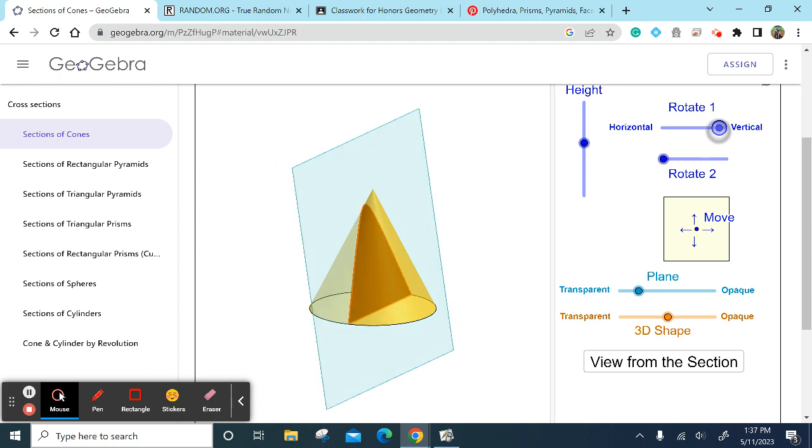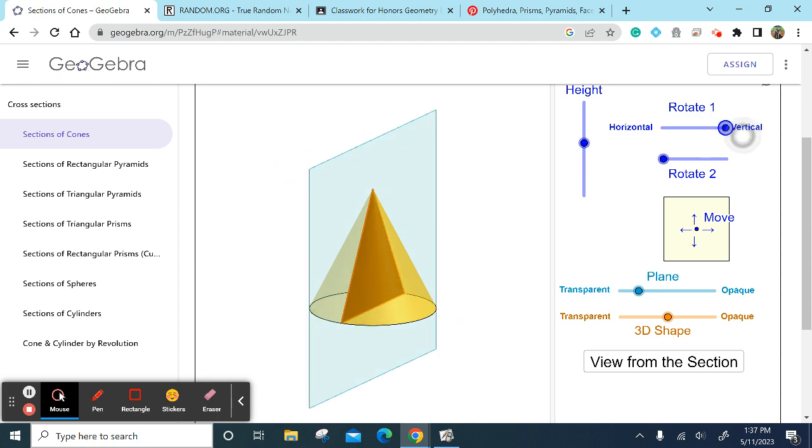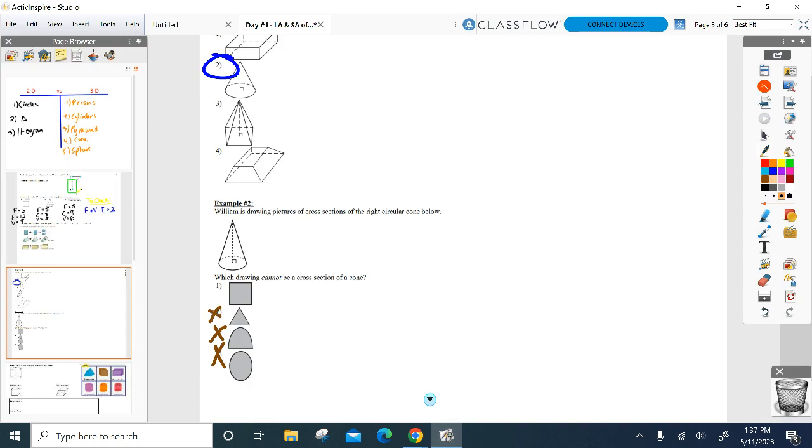And what do I end up with a vertical slice? Triangle, right? And now I know it seems weird, right? I can never get a square from that, but it's true. I can never get a cross section of a square from the cone. All right. So any issues on faces, edges, vertices, or cross sections?